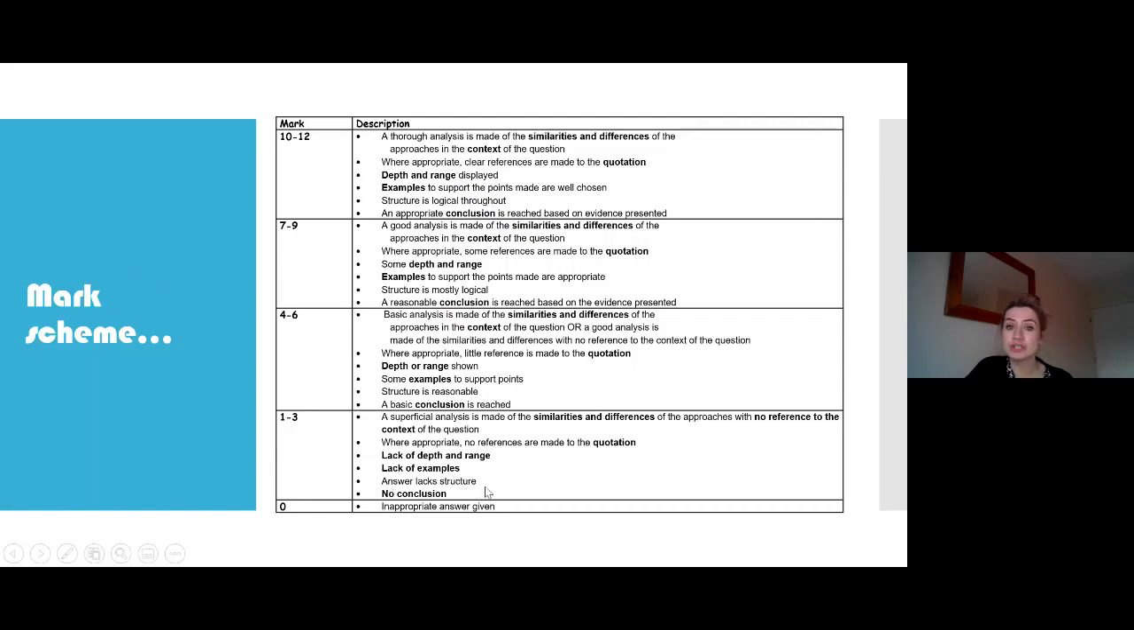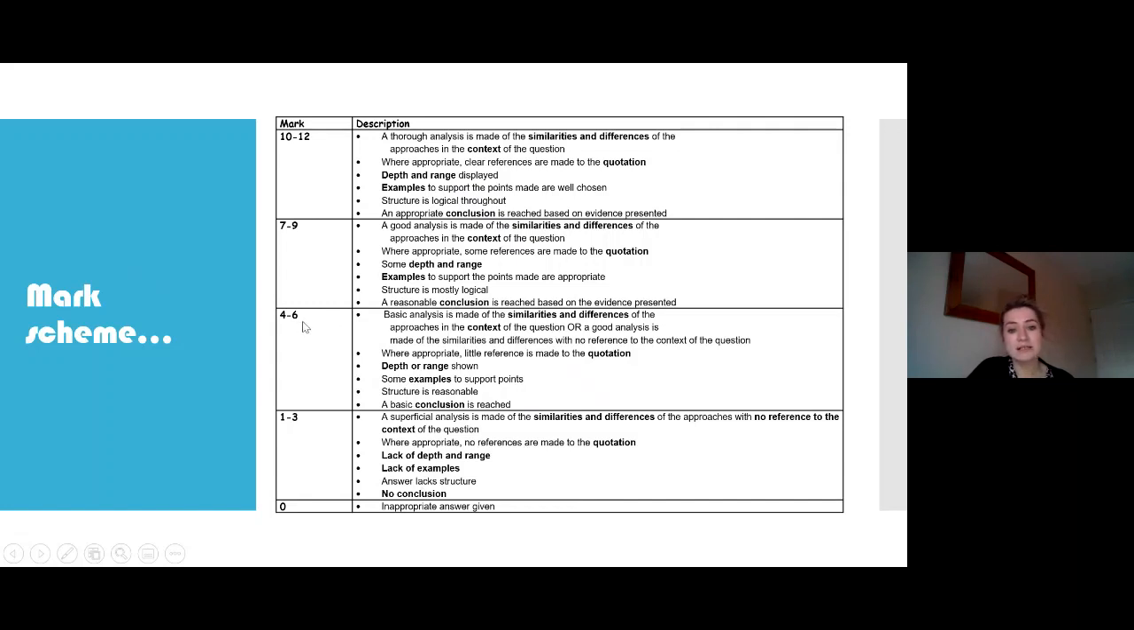It lacks structure, so maybe it's a little bit jumbled up, maybe you jump from one thing to another and it doesn't read in a logical way. No conclusion. With a comparison question, you must conclude your answer. If there is no conclusion or it's very basic, you're really limiting yourself to just the bottom of that mark scheme, which is not what we want, is it? We want to be right up here in our 10 to 12 marks. So that's something to be really, really cautious of. We definitely need to make sure we've got a really strong conclusion.